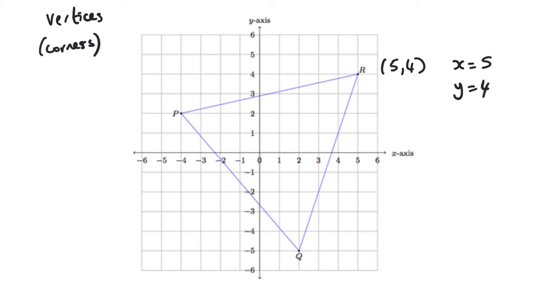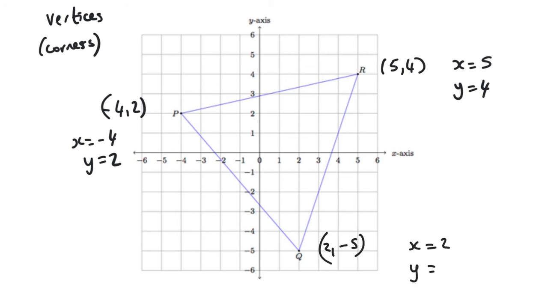P, so we always start at 0 and we're going to the left 4, so to -4, and up 2. So it has the coordinates (-4, 2), where x equals -4 and y equals 2. And then the last point, so we start at 0 and we go to the right 2 and down 5, so it has the coordinates of (2, -5), where x is equal to 2 and y equals -5.